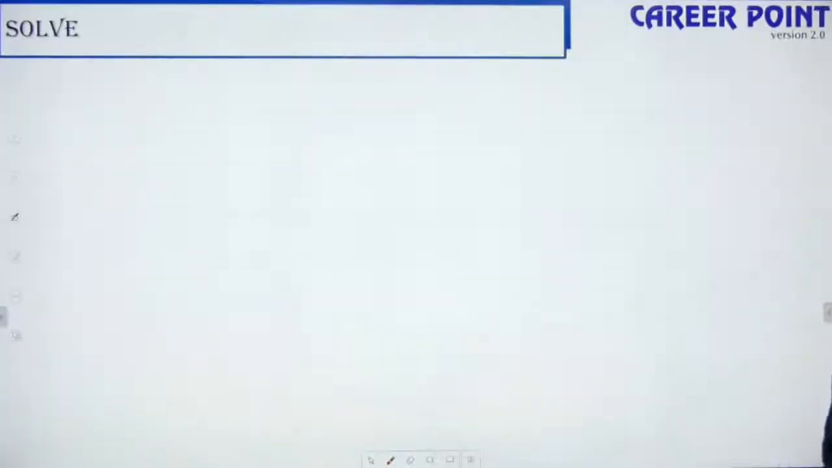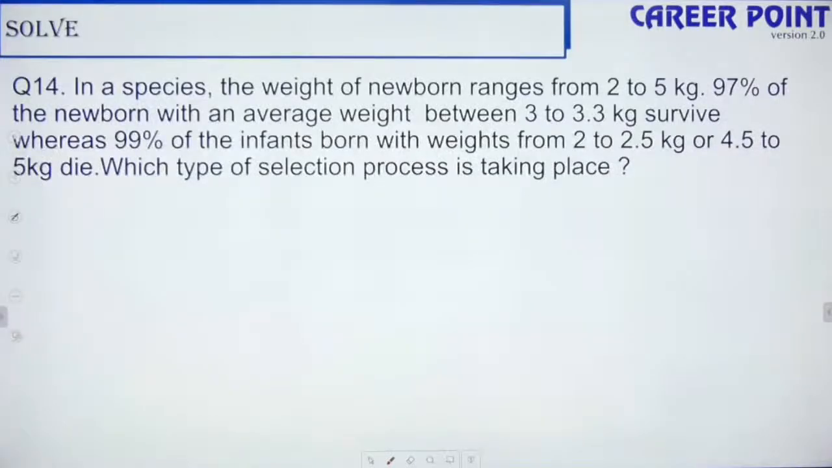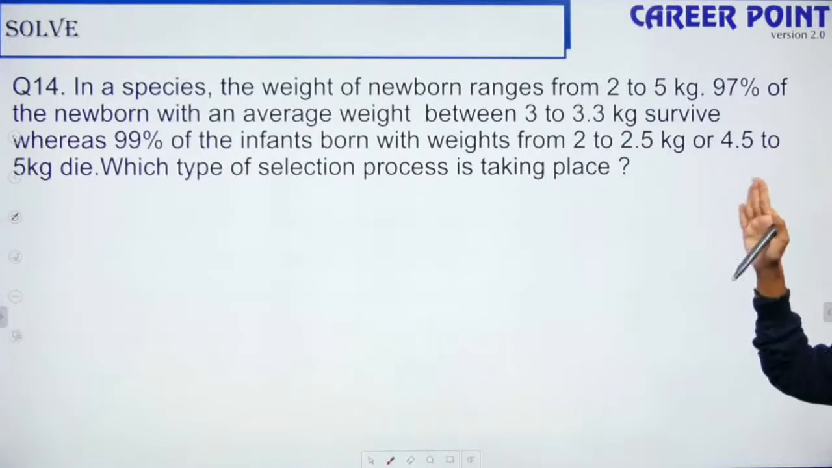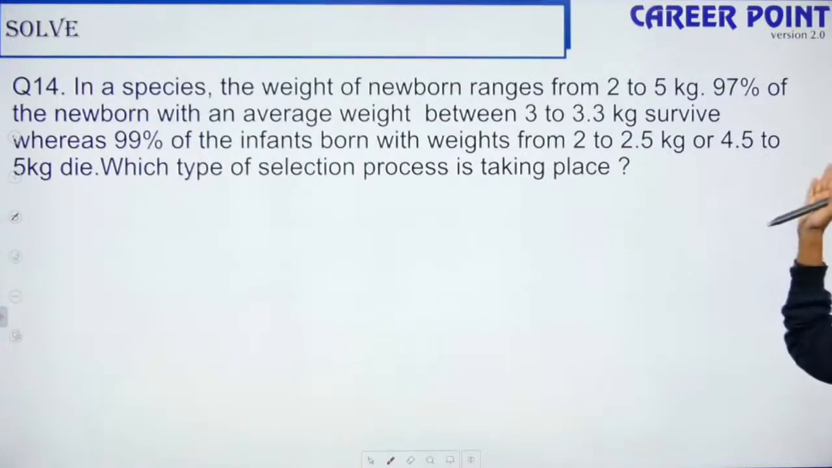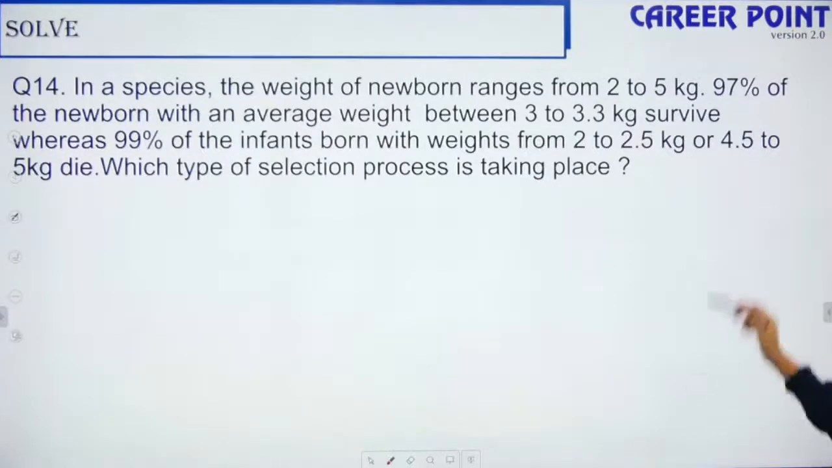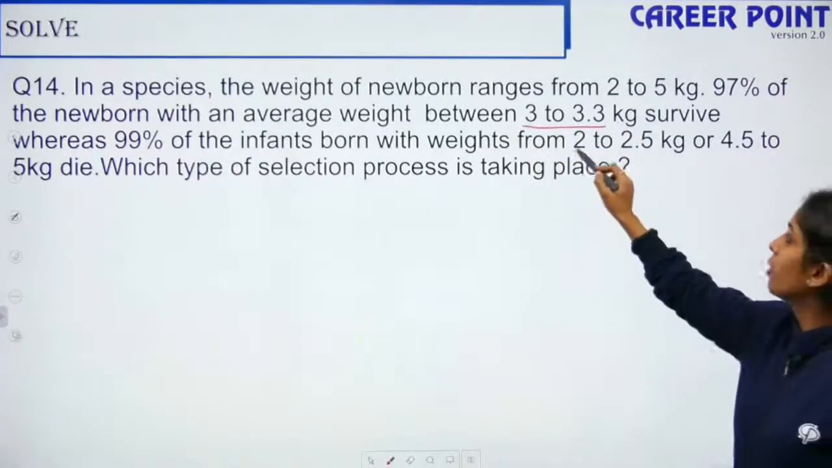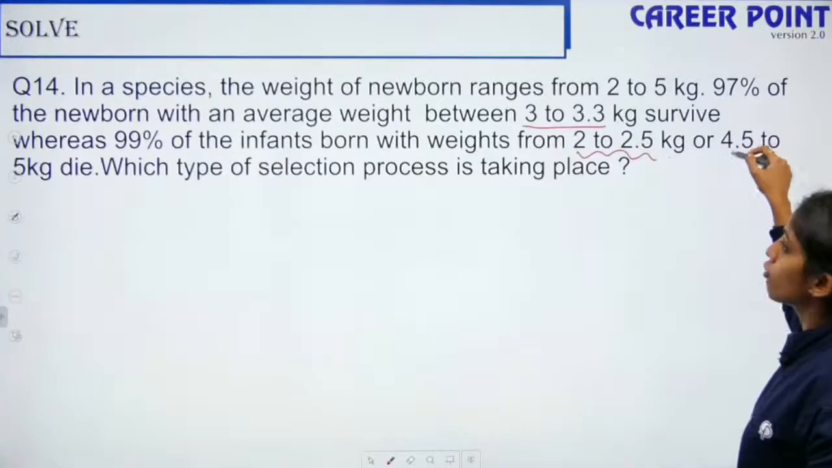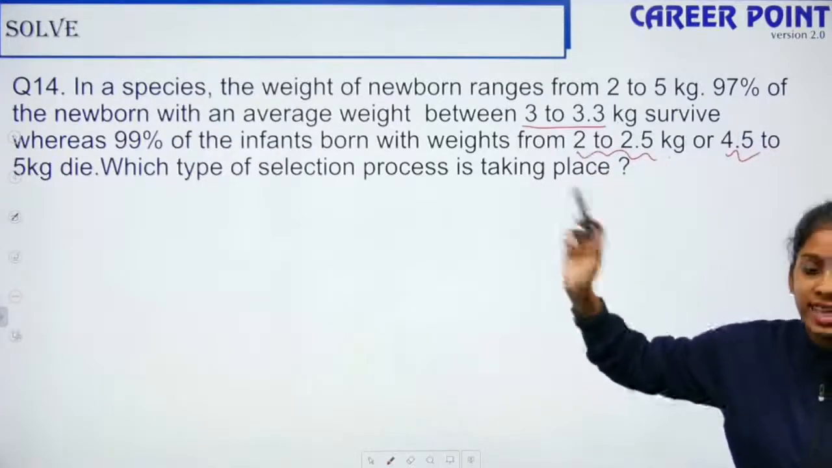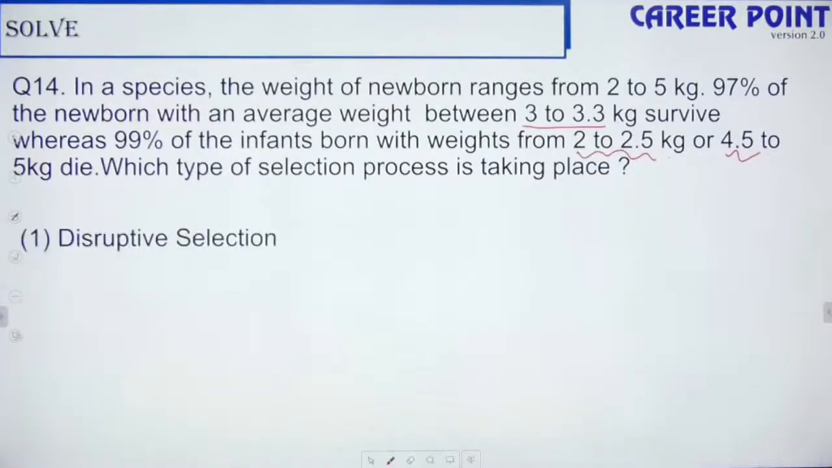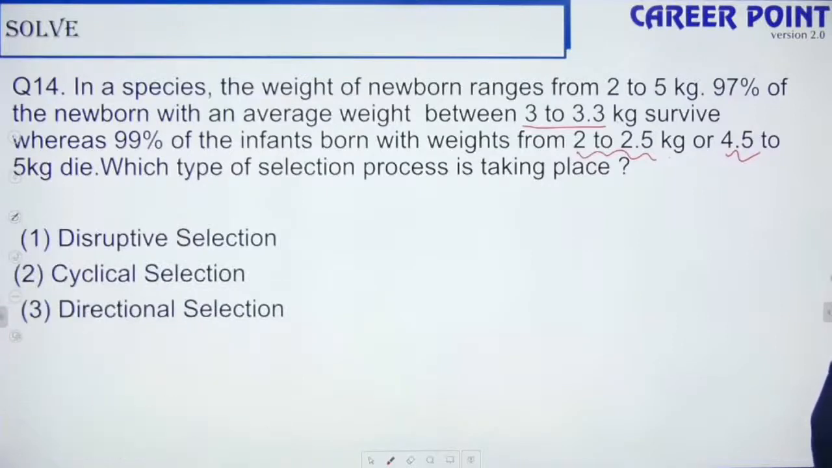So question number 14. In a species, the weight of a newborn ranges from 2 to 5 kg. 97% of the newborns with an average weight between 3 to 3.3 kg survive. Okay, so only the average from 3 to 3.5 survives, but from 2 to 2.5 or 4.5 to 5 kg, they die. So what is this type of selection? Disruptive, cyclical, directional or stabilizing?